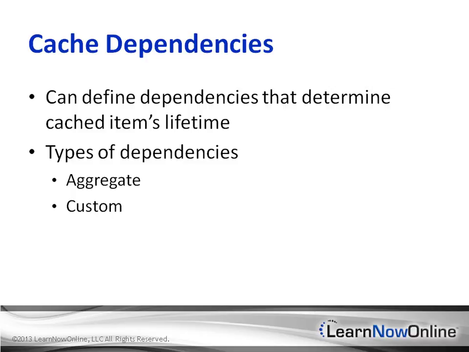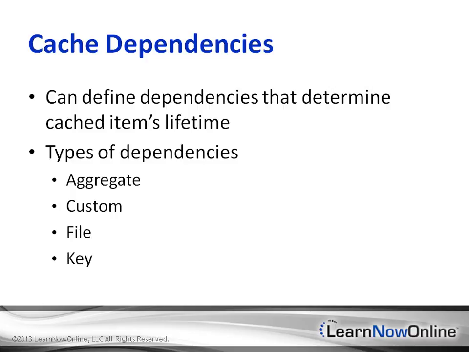Another option is a custom dependency. In this case, the cached item depends on a custom class that's derived from System.Web.Caching.CacheDependency. And the sky's the limit in how you define the dependency, based on anything that you can write and access within code. Then a file dependency depends on an external file. So the cached item is removed when the file changes or you delete it.